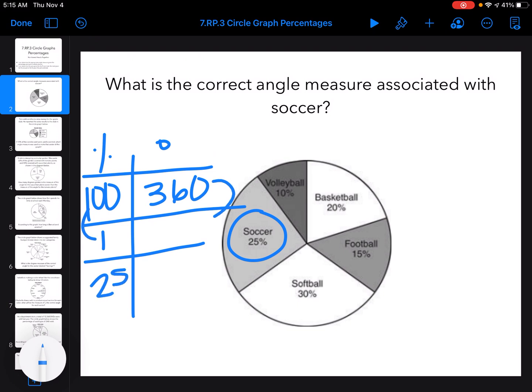So I'm going to divide by 100. And I get 3.6. And then I'm going to multiply by 25. So 3.6 times 25 is 90. So the appropriate angle measure would be 90 degrees.